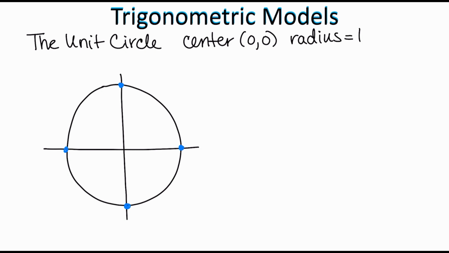So we're going to start by going around the circle in degrees. This is 0 degrees, 90 degrees, 180 degrees, 270 degrees, and 360 degrees.